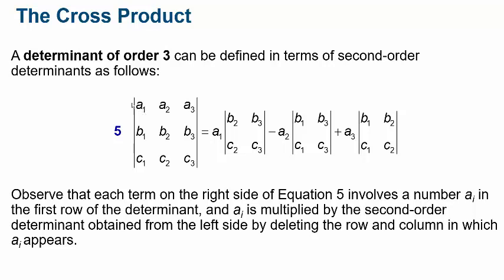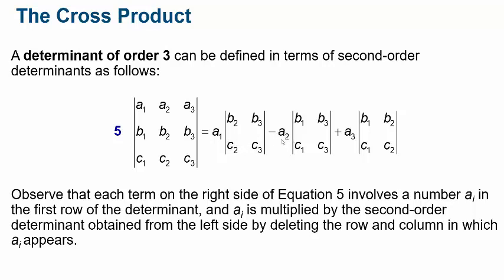You're going to start in the upper left here. You're going to take A1. And then you're going to cover up the row and the column that A1 is in. You're going to take A1 and put it here, and after you cover up the row and the column, you're going to be left with this little 2 by 2 matrix. So you have B2, B3, C2, C3. And then you're going to find the determinant of that right here.